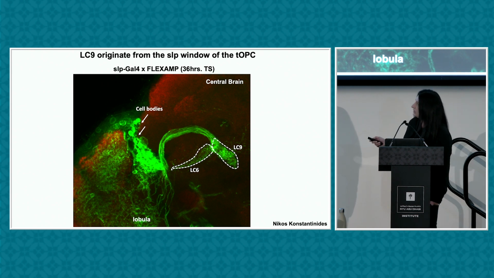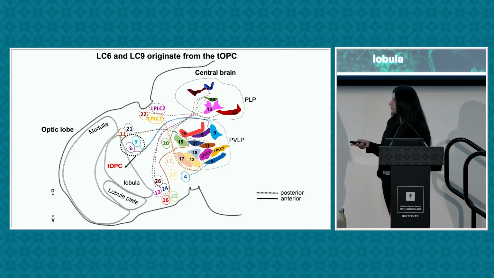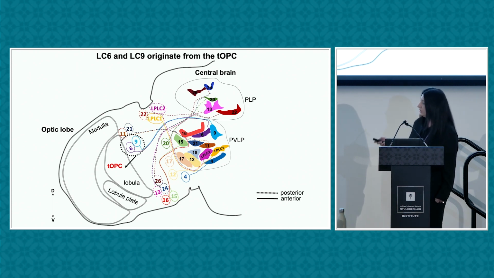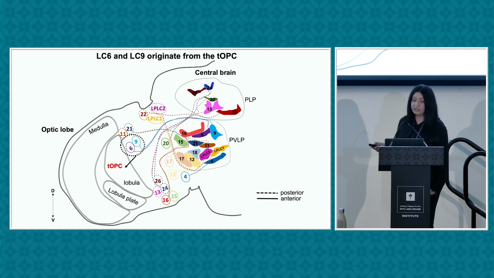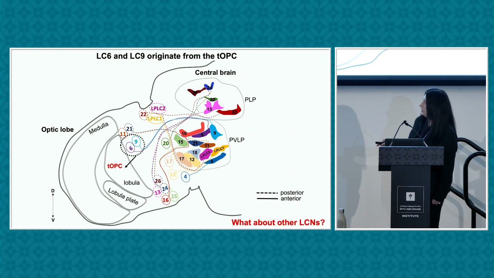Here you can see the LC9 and LC6 optic glomeruli are neighboring. And here these are the cell bodies. Again, they follow the same trajectory into the central brain. So we concluded that both LC6 and LC9 come from this tip of the OPC domain of the optic lobe. And so what about other LCs?